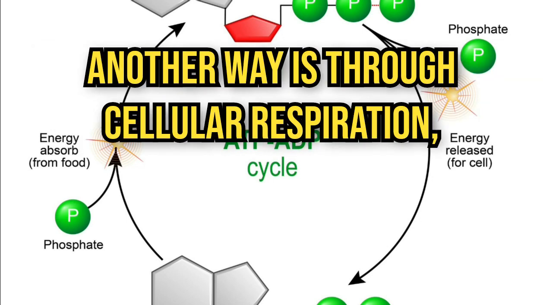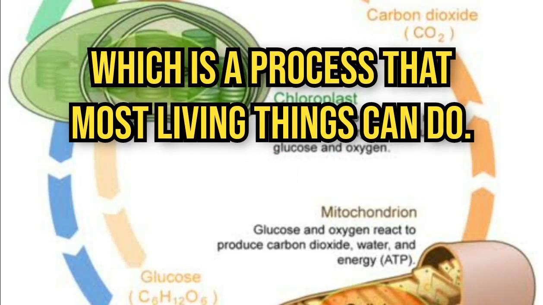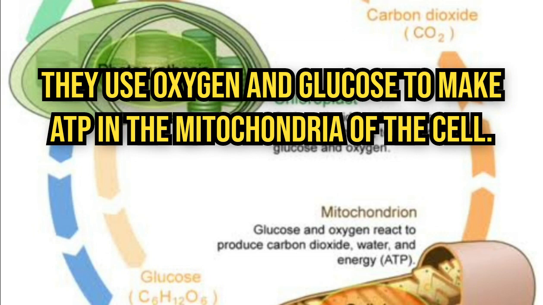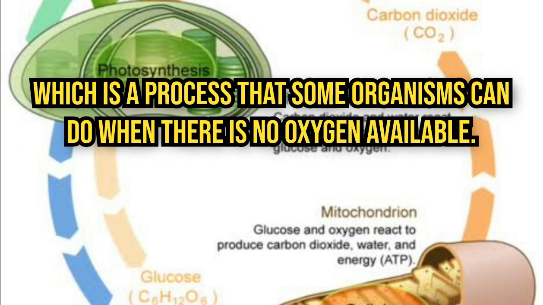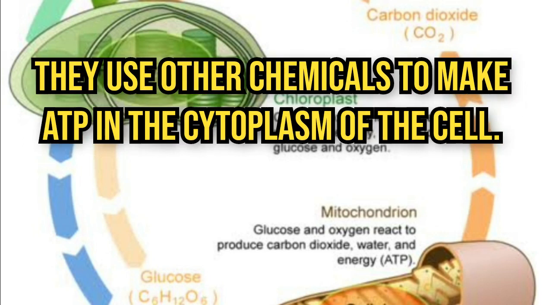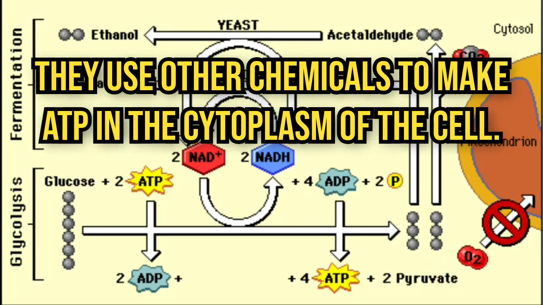Another way is through cellular respiration, which is a process that most living things can do. They use oxygen and glucose to make ATP in the mitochondria of the cell. A third way is through fermentation, which is a process that some organisms can do when there is no oxygen available. They use other chemicals to make ATP in the cytoplasm of the cell.